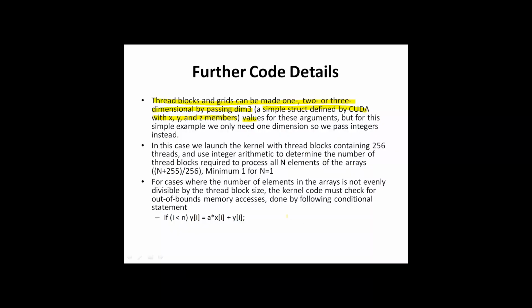In this code, we launch the kernel with thread blocks containing 250 threads, and we have used integer arithmetic to determine the number of thread blocks required to process all the n elements of the array, with a minimum of 1 block for n equal to 1.